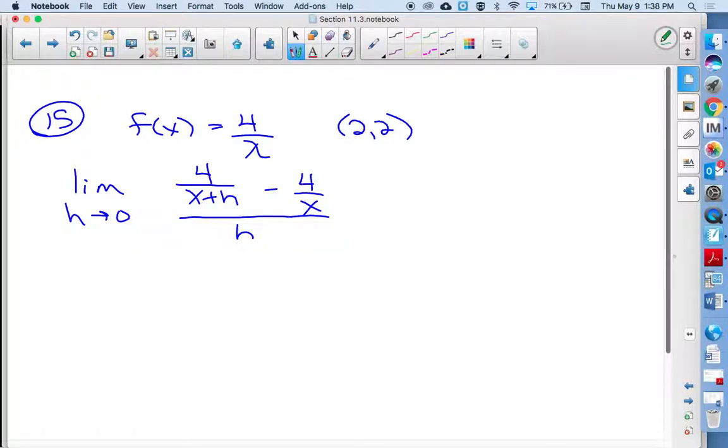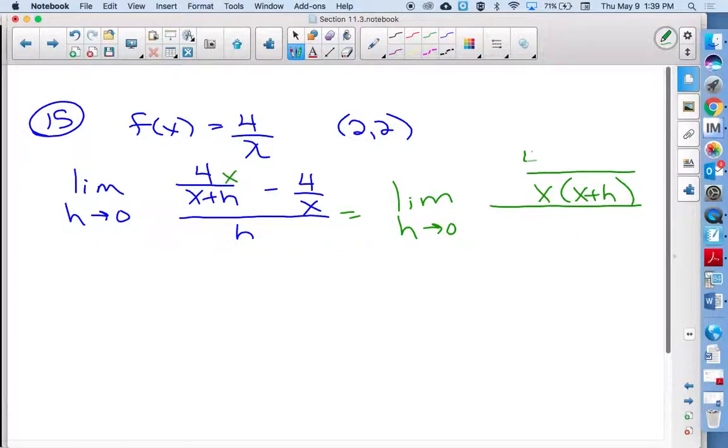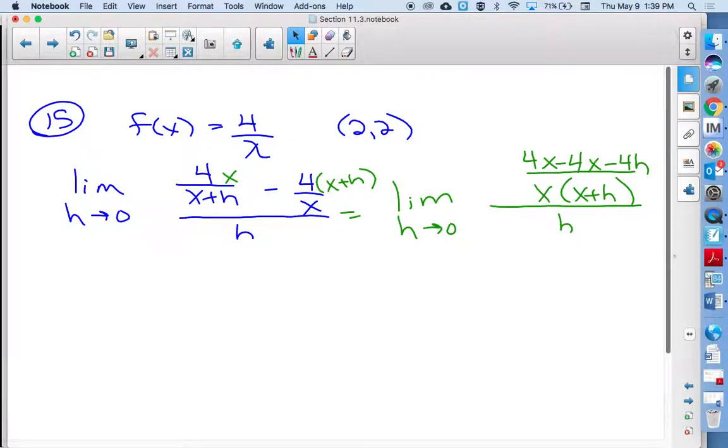Kate, what would the common denominator be for number 15? X and then X plus H. Yeah, so this one has an x, the first one has the x plus h. Even though they look similar, they're different factors. An x plus h is different than the x by itself. So the x goes with the first, that becomes a 4x. The x plus h goes with the next. Remember, it's a -4. So -4x minus 4h. And then that's still divided by h.